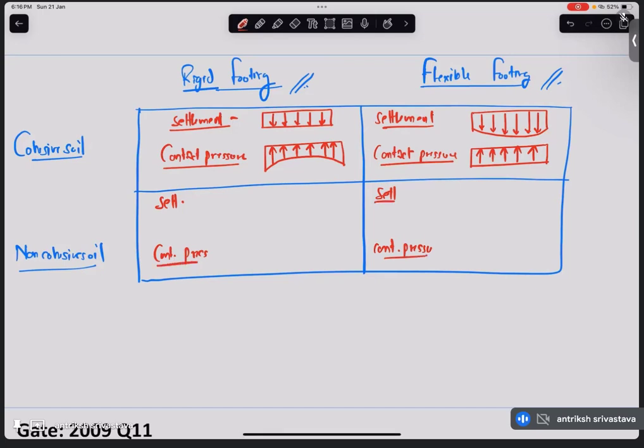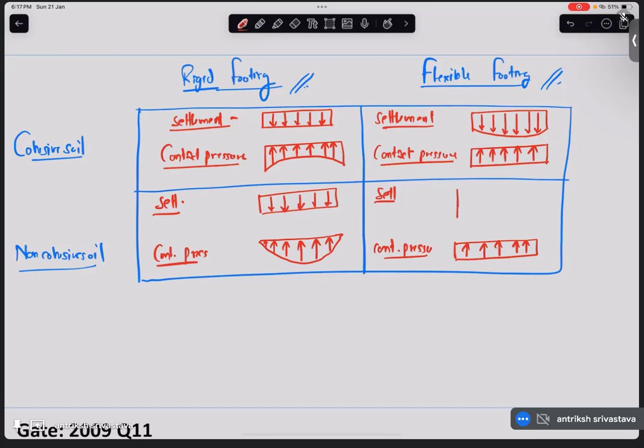Okay. So when you have rigid footing in cohesionless soil, like sand, your settlement is going to be still uniform, but your contact pressure is going to be maximum at the center and minimum at the edges. In some of the drawings, I see that they have made it 0 at the edges. So we are also going to keep it like that. Now, when we have flexible footing, what will we have? We have uniform contact pressure, and settlement is going to be non-uniform, which is going to be maximum at the edges and minimum at the center.